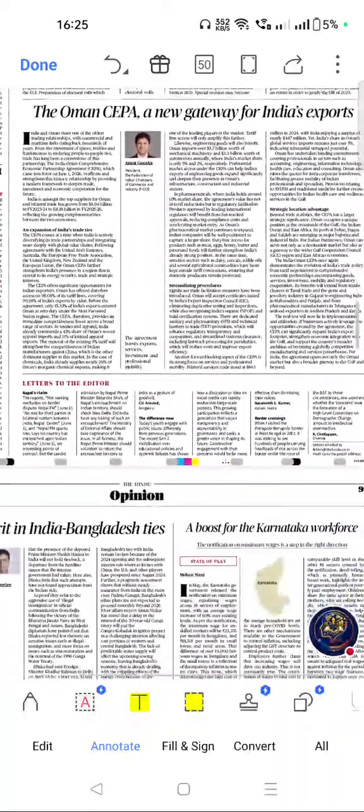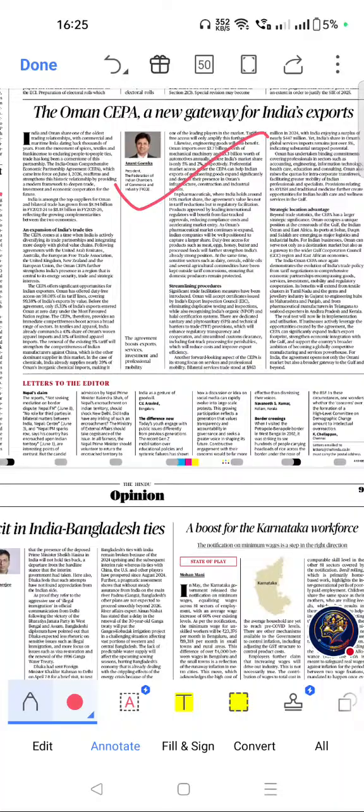Of the editorial section was this one: Oman CEPA, a new gateway for India's exports. If you see the importance, CEPA agreements are frequently asked in UPSC, and it is important for economy and international relations, relevant for India's export competitiveness. Questions have appeared on free trade agreement, regional trade blocs, export promotion, Gulf region relations.